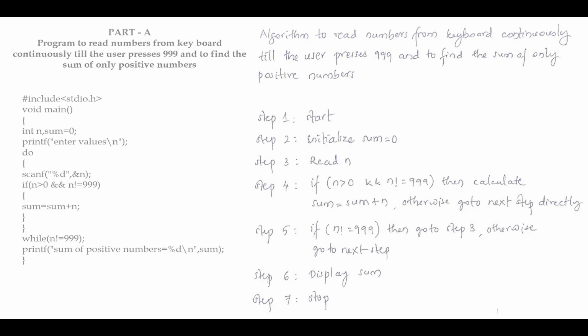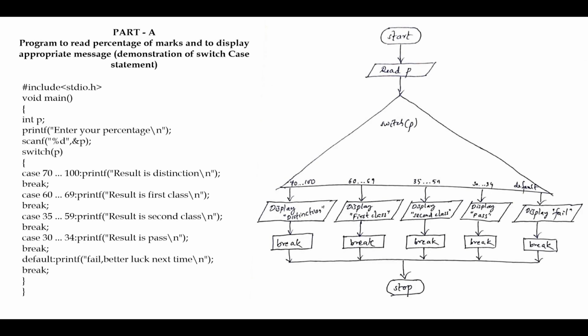Okay. The next program is a program to read the percentage of marks and to display the appropriate message using a switch case statement. In this program we are going to enter the percentage, and based on the percentage the cases will be executed. In the switch, 70 to 100 result is distinction, 60 to 69 result is first class. The same thing we have repeated. Finally, in the default section we are printing fail.